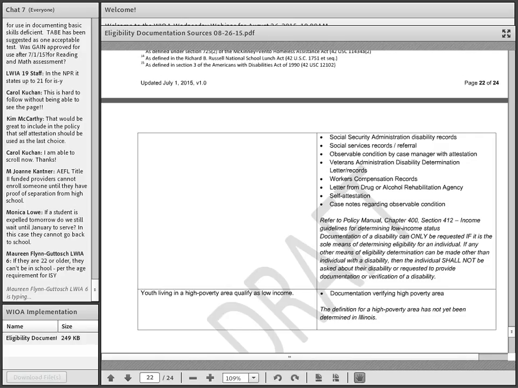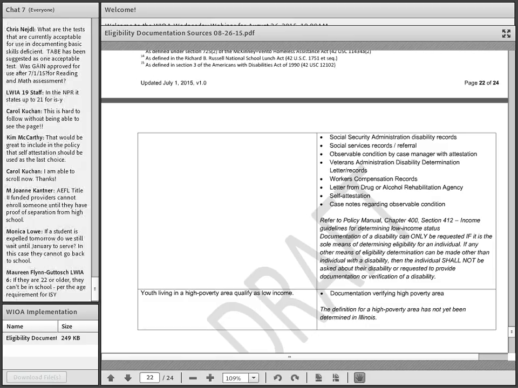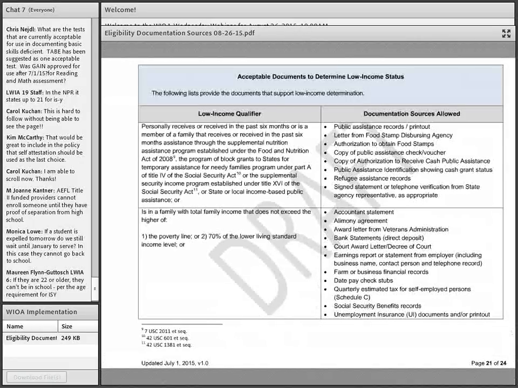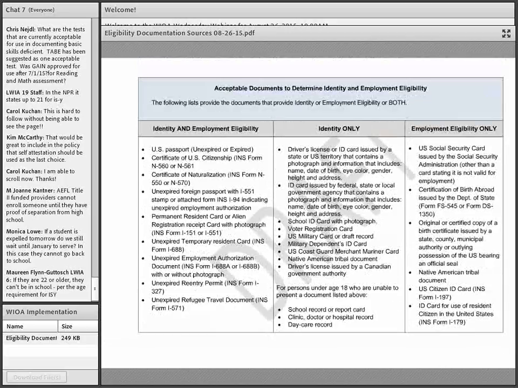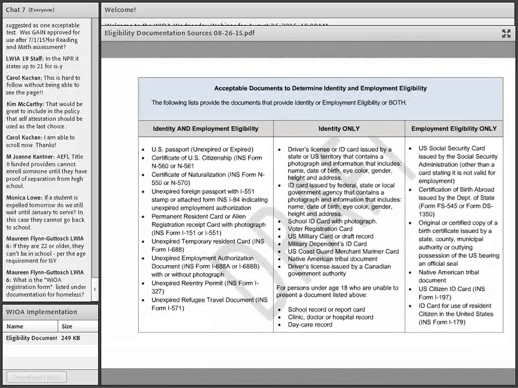All right, we'll jump back to page 20 where we started the day, talking about the acceptable documents for identifying identity or employment eligibility. We'll take care of that here in a second, sorry. So on page 20, we have this new document that wasn't in the old policy that talks about verifying identity.